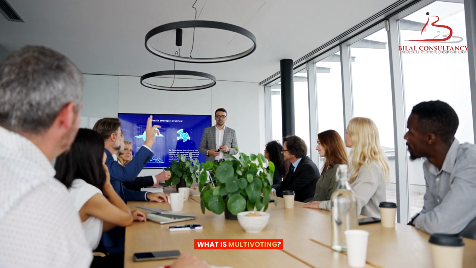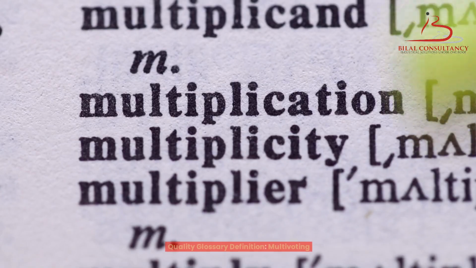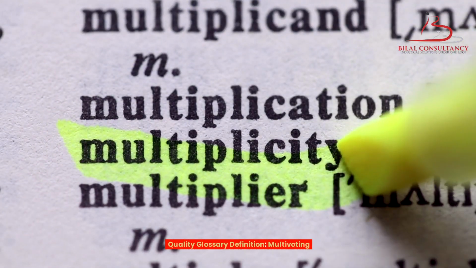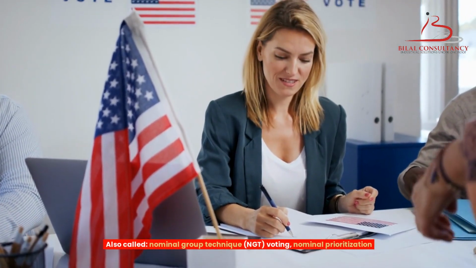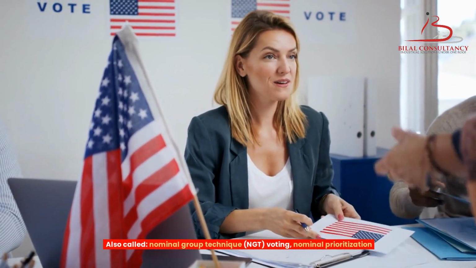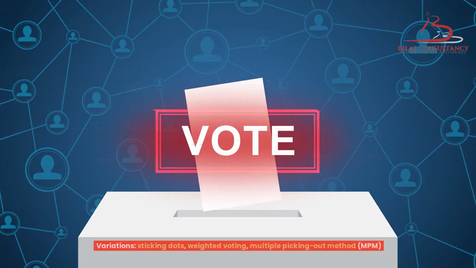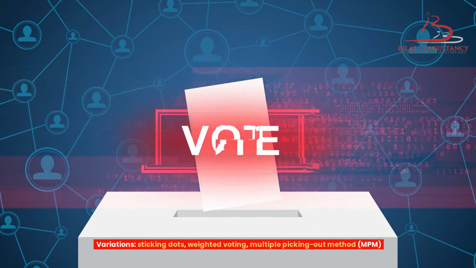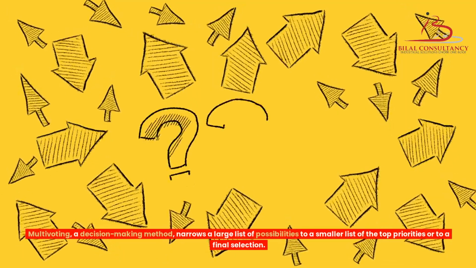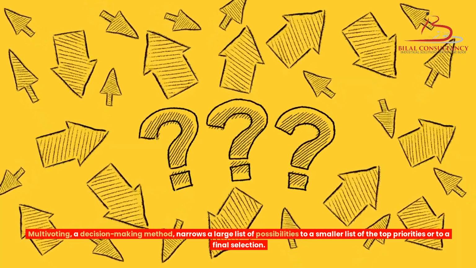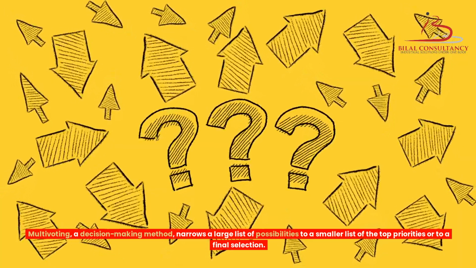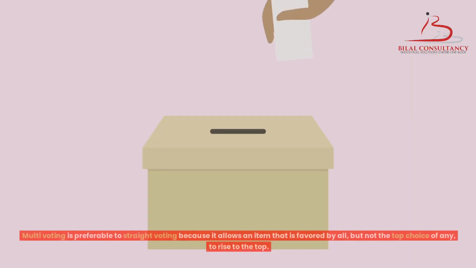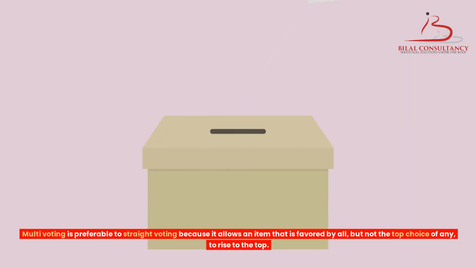What is Multivoting? Quality Glossary Definition. Multivoting. Also called Nominal Group Technique, NGT, Voting, Nominal Prioritization. Variations: Sticking dots, Weighted voting, Multiple Picking Out Method, MPM. Multivoting, a decision-making method, narrows a large list of possibilities to a smaller list of the top priorities or to a final selection. Multi-voting is preferable to straight voting because it allows an item that is favored by all, but not the top choice of any, to rise to the top.